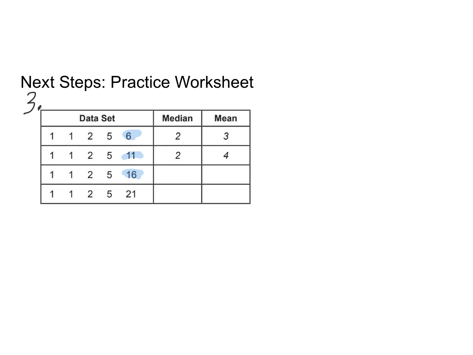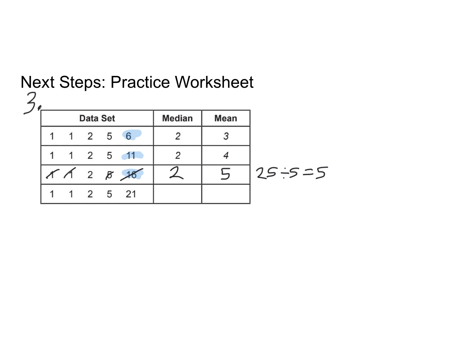First you need to find the median by crossing off, boom, boom, boom, boom. So 2 is the median. But now you need to find the mean. The way you're going to find the mean is you're going to add up all the numbers: 1 plus 1 plus 2 plus 5 plus 16, and then divide by how many numbers there are. So I'm going to write here, that was 25 divided by 5 equals 5. So now the mean is 5.